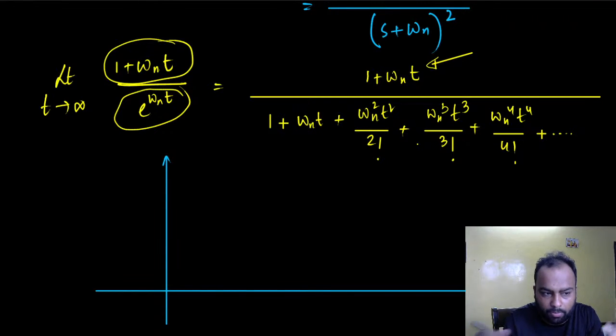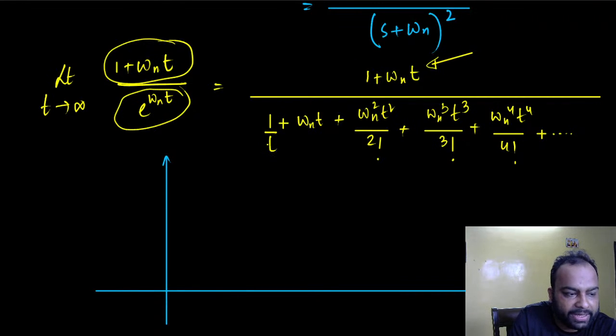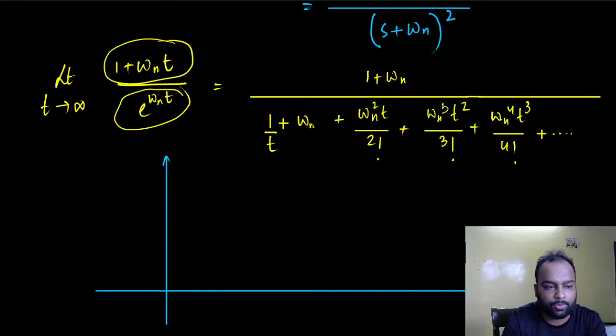It's a bad way of saying this, okay, but let's divide everything by t. If I divide the numerator and the denominator by t, I would have 1 by t here. This t will cancel out. This t will cancel out. I would have just t here. I would have t square here. I would have t cube here. 1 power will get reduced.